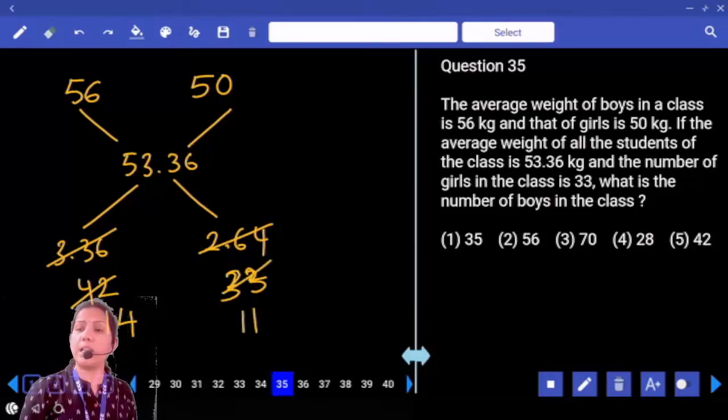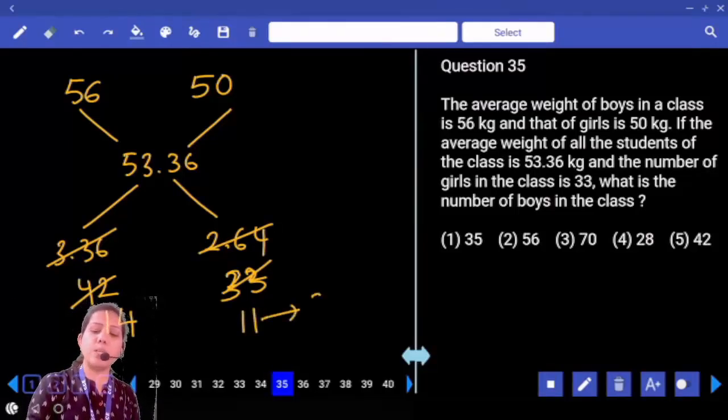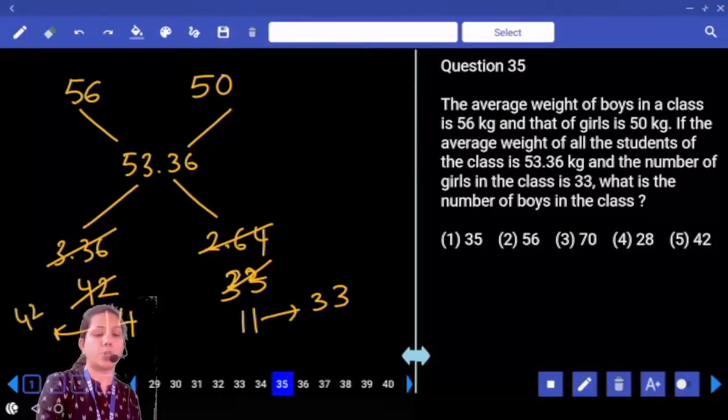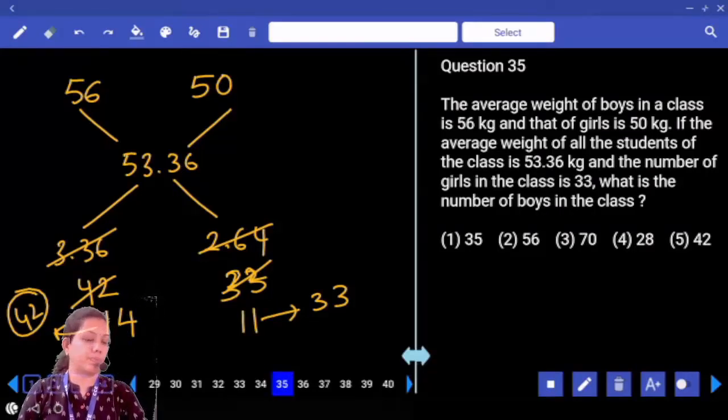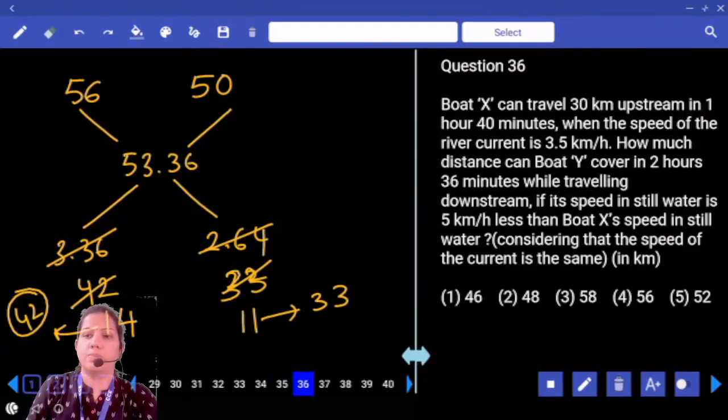And the question is, the number of girls in the class is 33. 11 parts value is equal to 33, then 14 parts value is equal to 42. So finally, the answer is number of boys is 42. Number of boys 42. Okay?